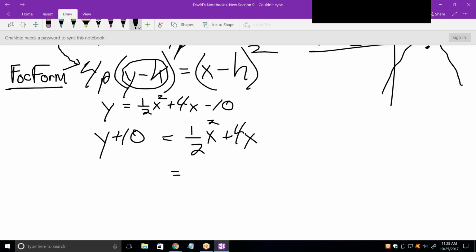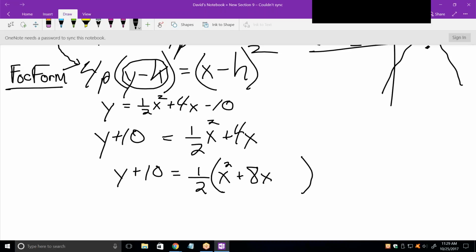So for me to make that 1 means I got to factor out the 1/2. And what I am left with is that. Now what's important is that you notice that I have not changed it. Everything is the same. I've just rearranged it.